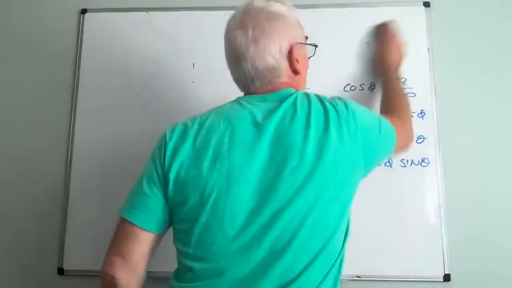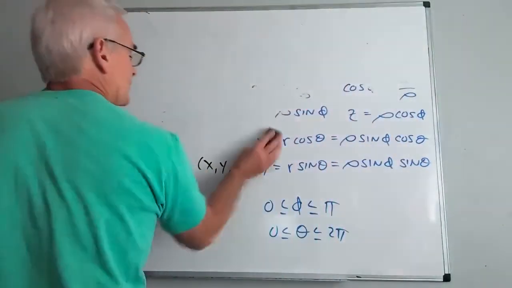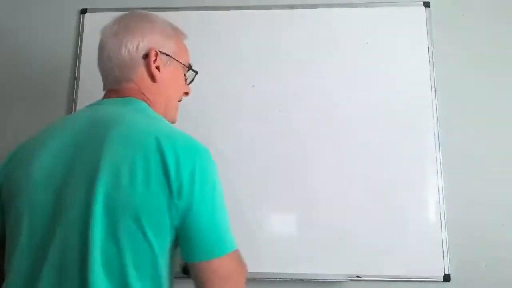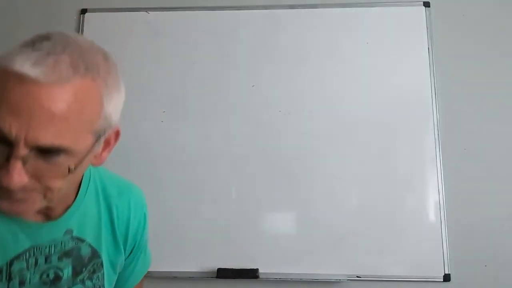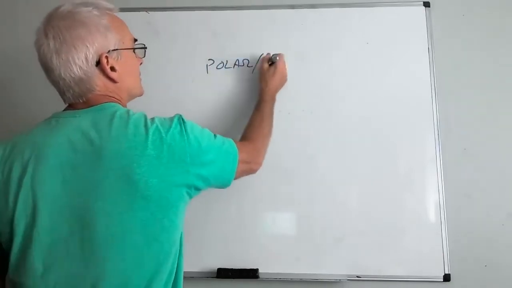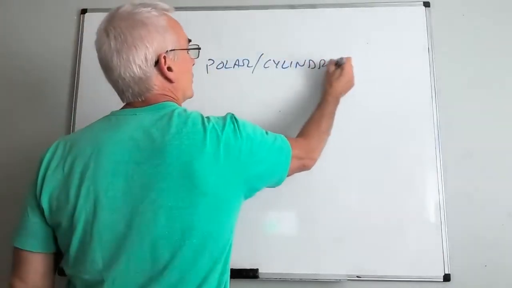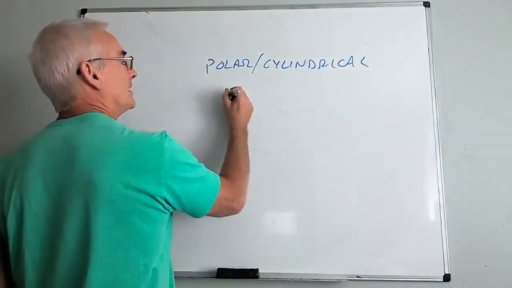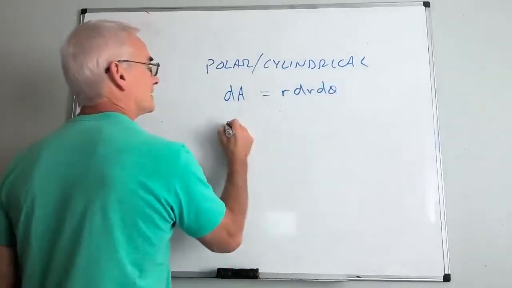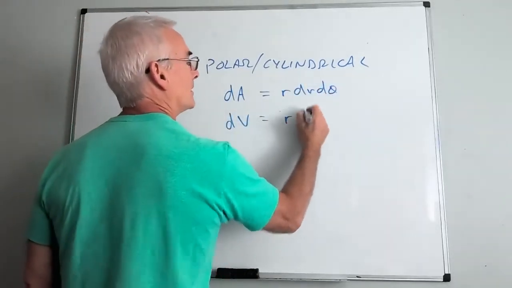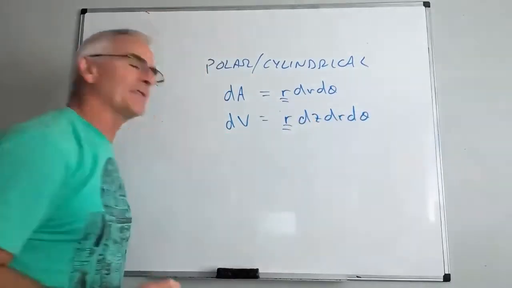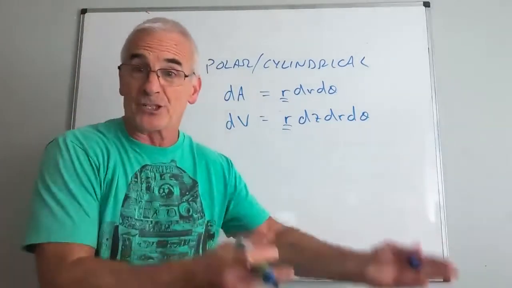So the last piece, when we switch from rectangular to polar or cylindrical, we have that R in the R dr d theta. In polar slash cylindrical, dA becomes R dr d theta, dV becomes R dz dr d theta. In either case, we have the R. We derived that geometrically.